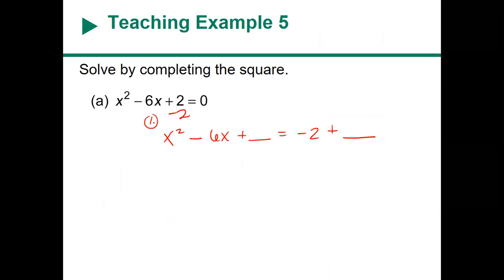So that's step 1. Step 2 is to find my plus something, my magic number that I'm going to add. So to find that magic number, I take my b divided by 2 and squared. So I have negative 6 divided by 2 squared equals 9. So I'm going to add 9 to both sides.